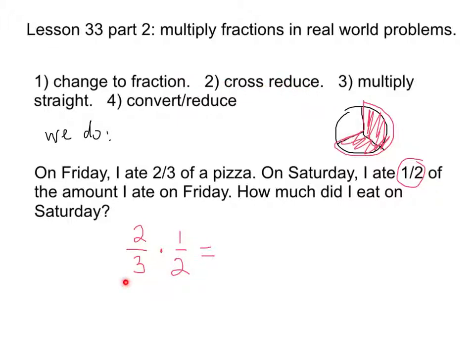Nothing goes into both 1 and 3, but 2 goes into both 2 and 2. 2 goes into 2 once, and 2 goes into 2 once. Multiply straight across. 1 times 1 is 1, and 3 times 1 is 3. Convert, don't need to. Reduce, can't reduce. My answer is 1/3, and that does make sense.